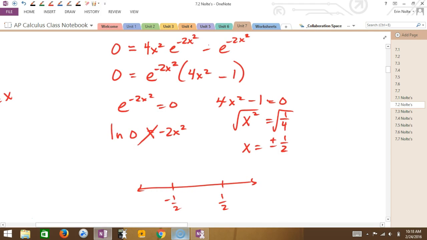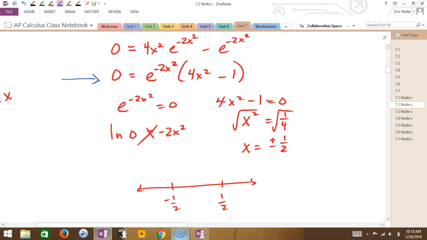Okay, so let's plug in -1. When I plug this in, I have to go back to the first equation right here. So if I plug in -1, I have e to the -2 times -1 squared, so that's just e to the -2. Remember, a negative exponent just creates a fraction. It's the same as 1 over e squared. Is that positive or negative?